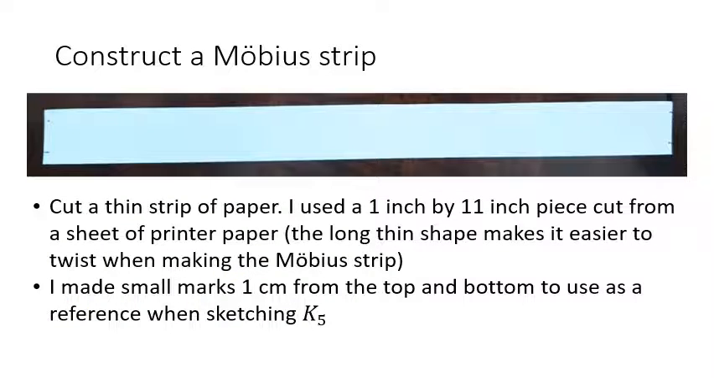In the previous slide, we showed how the graph K5 can be embedded on the Mobius strip. In the remaining slides of this presentation, we will show how to build a visual aid using paper that has the graph K5 embedded on a Mobius strip. So the first step in the construction is to cut a thin strip of paper. And this is easiest if you have a long, thin strip of paper because it's easier to twist when constructing the Mobius strip. And then as a second step, make small marks approximately 1 centimeter from the top and bottom to use as reference when sketching the graph.